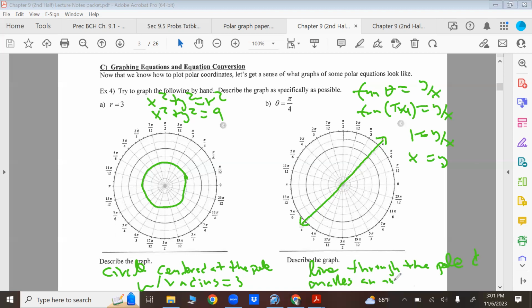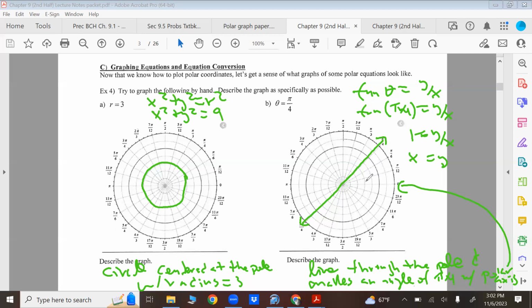It makes an angle of pi over 4 with the polar axis. Remember, the polar axis is like the x-axis. That's the polar axis. So that's how that looks. It makes an angle of pi over 4 with the polar axis.